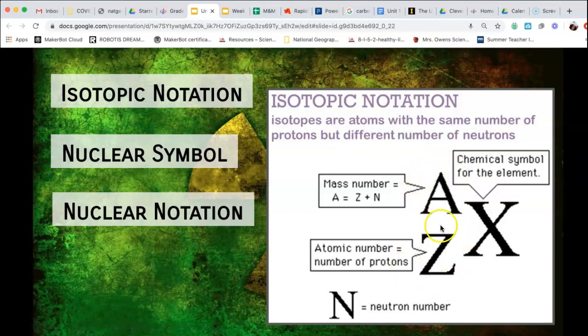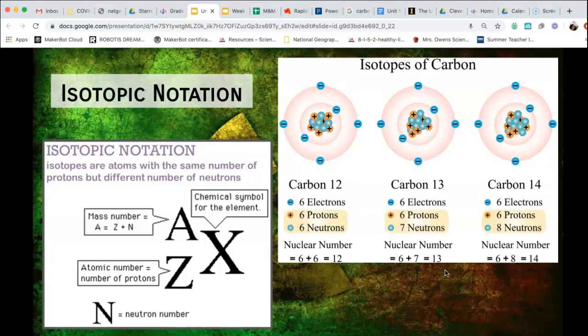The mass number is represented by the letter A, which it shows you over here is equal to the protons plus the neutrons. So that's our mass number. And the atomic number is represented by the letter Z, which is just going to be referring to the number of protons. So let's apply that information to our isotopes of carbon that we looked at a few moments ago.